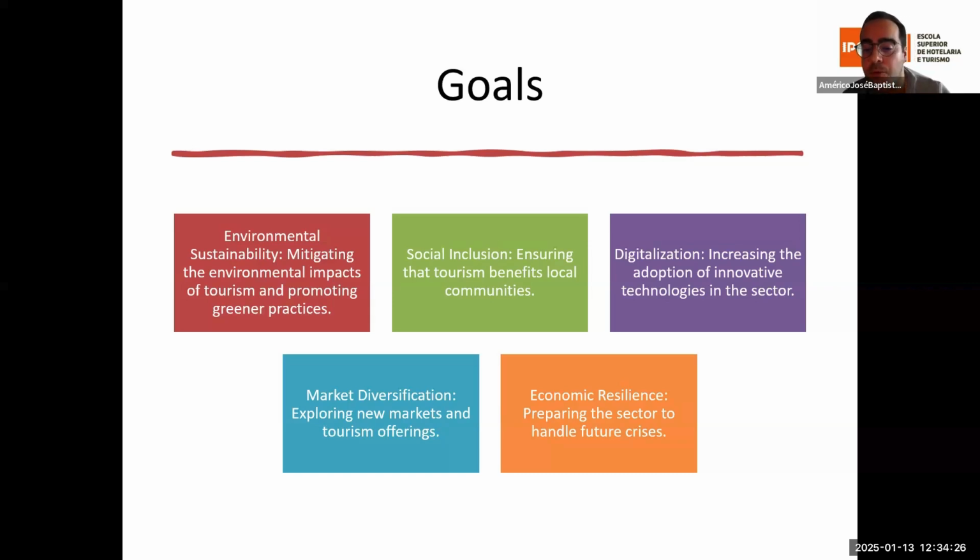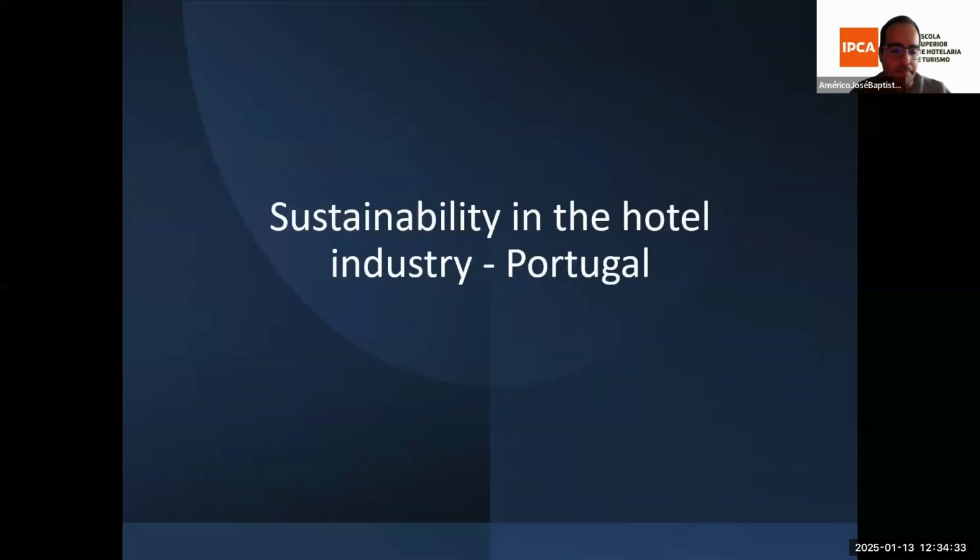And economic resilience, preparing the sector to handle future crises. Okay. Now, I will talk about sustainability in the hotel industry, in this case in Portugal.